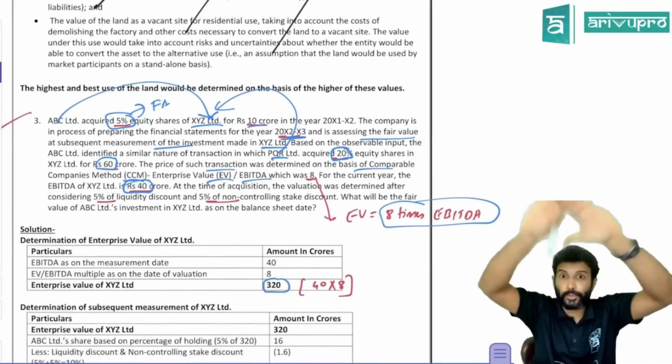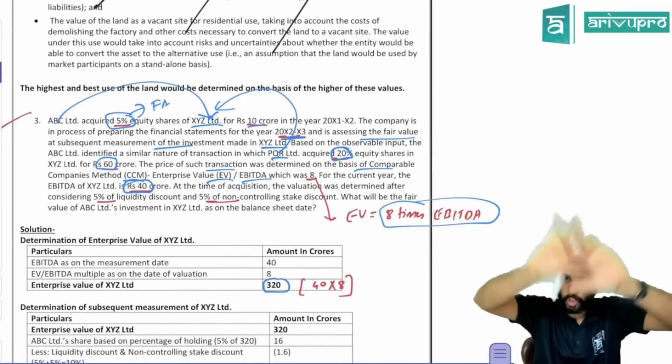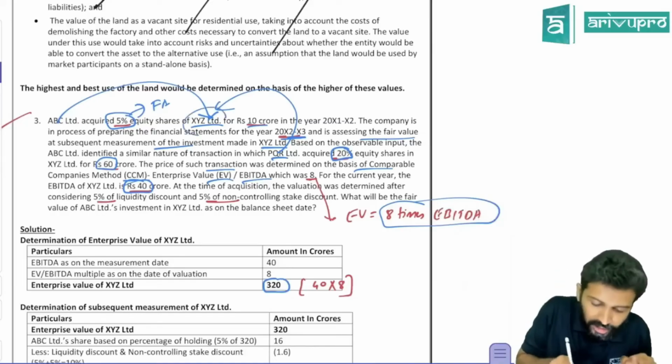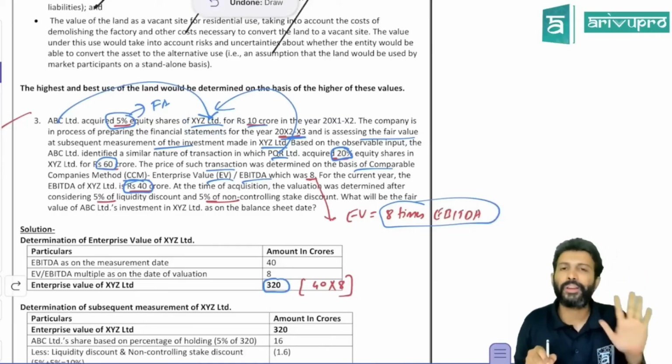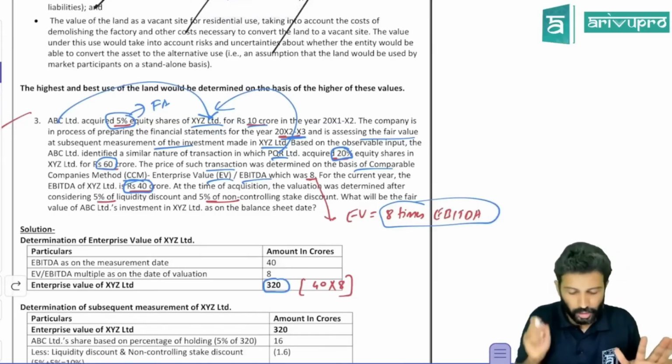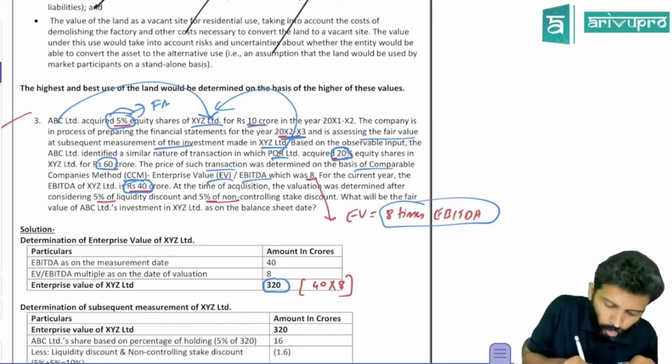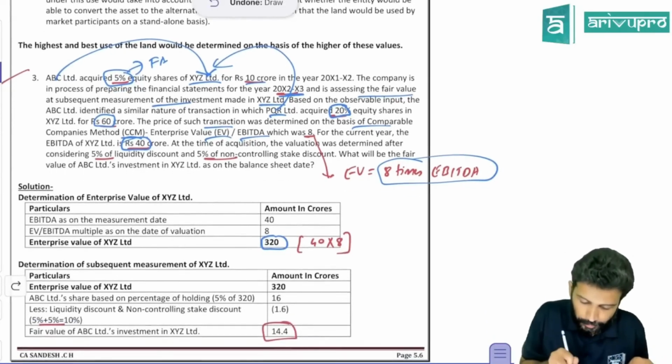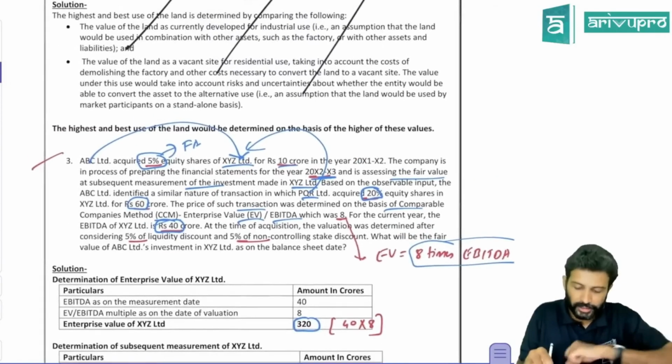320 crore. That is the value of the whole company, not our shares. The whole company. Enterprise value means the whole value of XYZ. The whole enterprise value is 320 crores. Done, sir? But we don't own the whole company. We own only 5%. So calculate 5% of 320, which is 16 crores. Is any other data given?